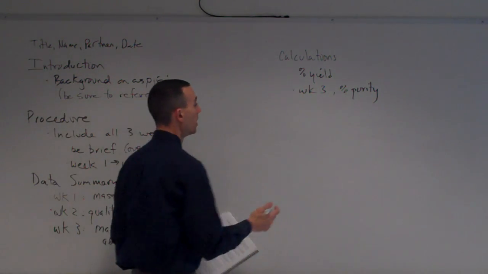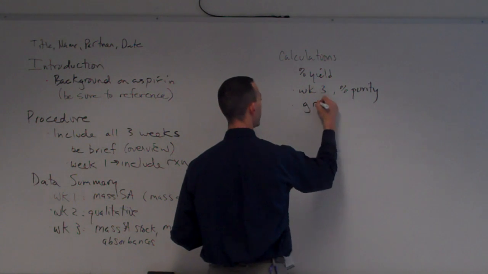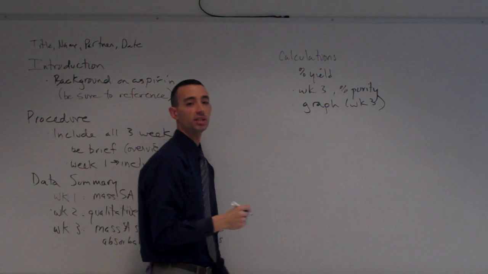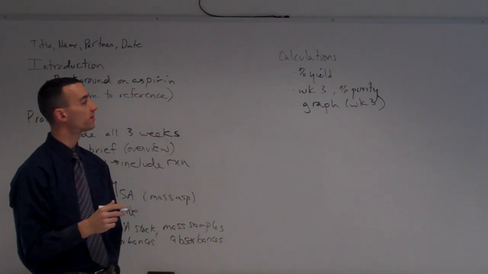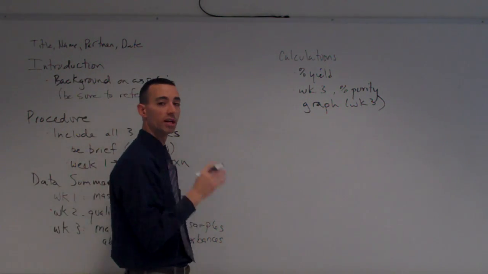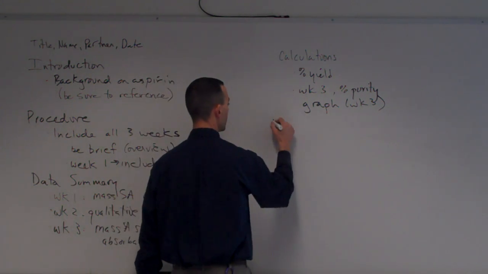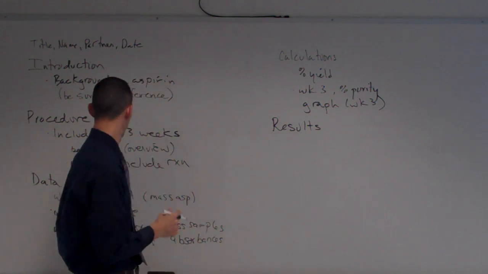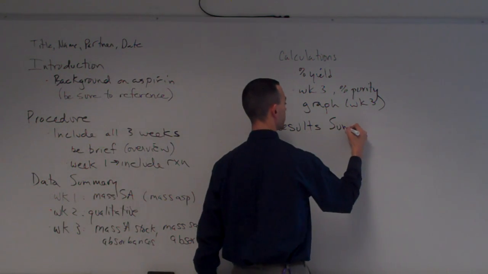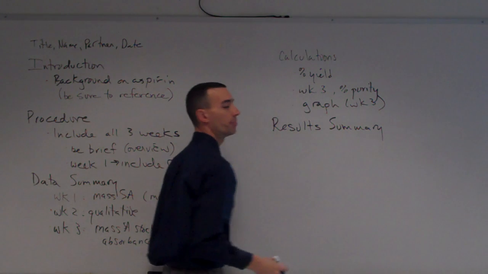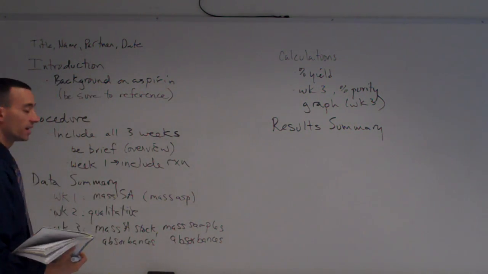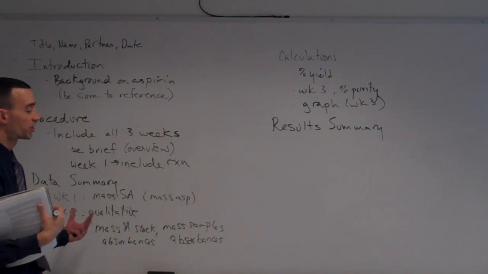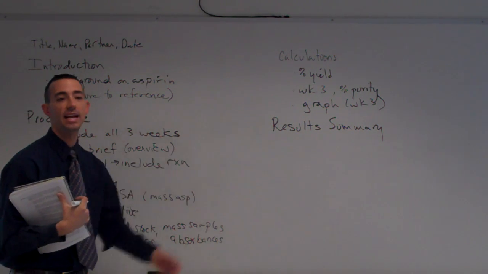Okay, so you want to include the graph from week 3. Okay, that's part of your calculations that you made. All right, so save some room or cut and paste that in as well. Then you need your results. Again, your results summary, just like your data summary. So it should really parallel what you've done here for your data, but now you're not presenting the raw data values, you're presenting the calculated answers.